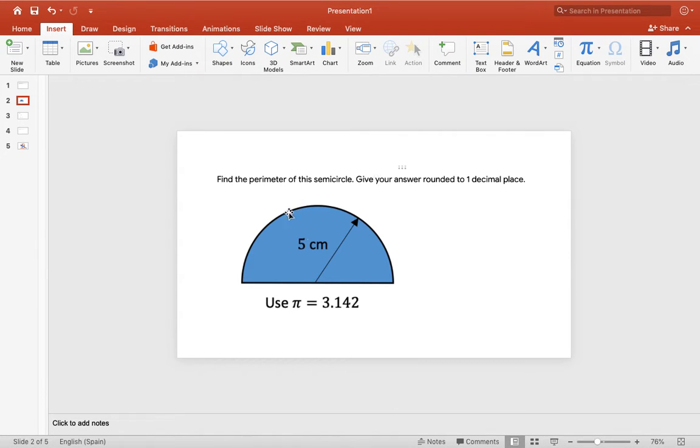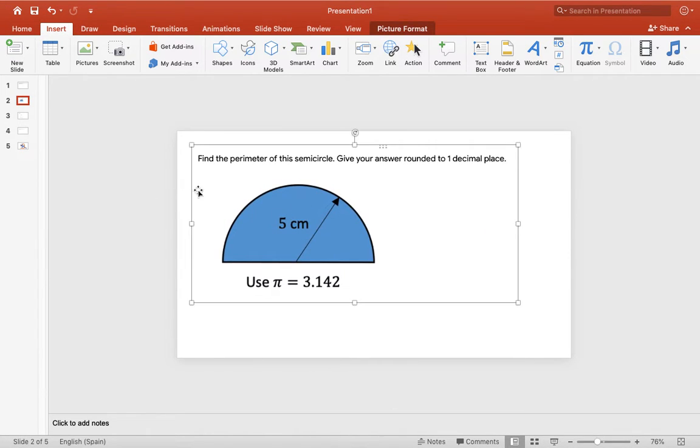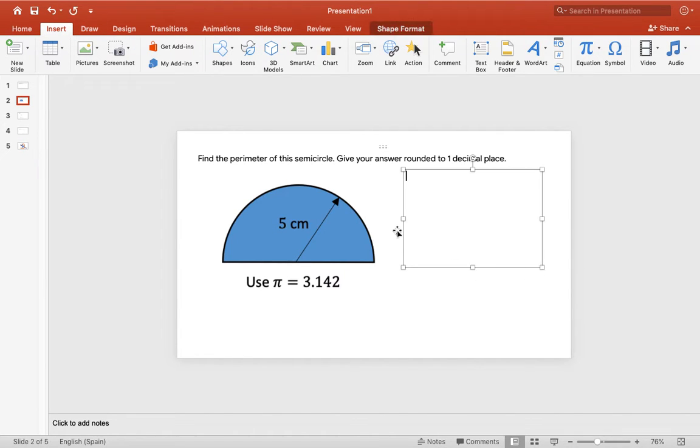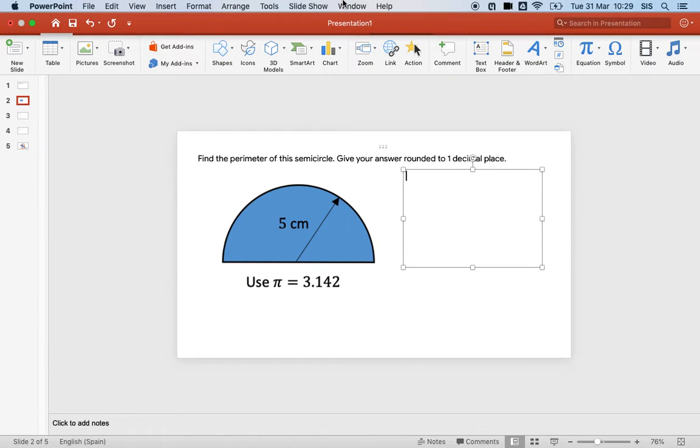Okay, so today I'm going to go over the questions you didn't do so well in the exam. This one was the worst answered question in the exam and it is pretty difficult. Find the perimeter of this semicircle. So we need to do two separate things.